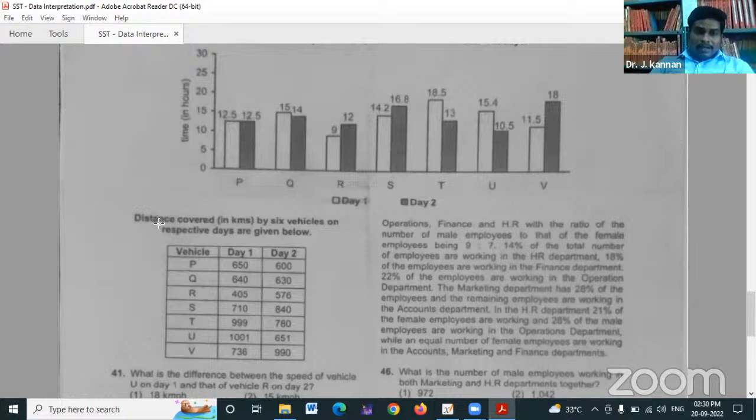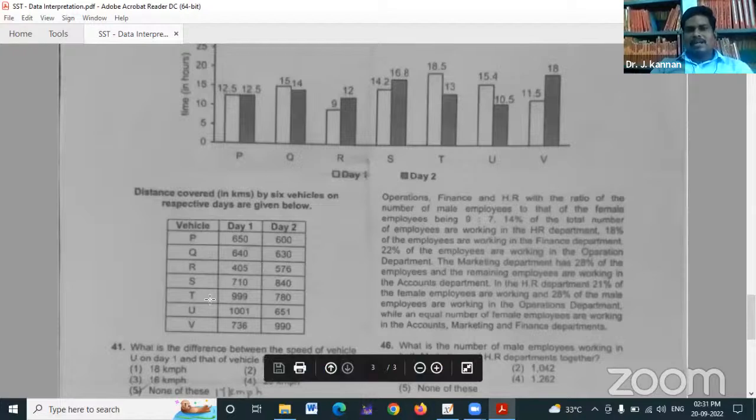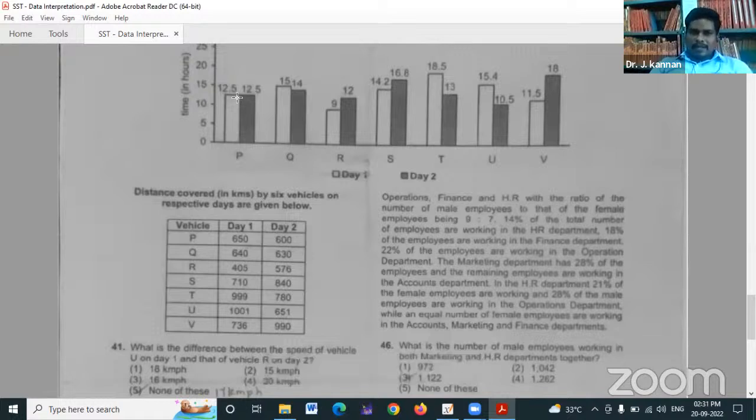Now the distance covered by the seven vehicles on the two days is also given. Vehicle P covered 650 kilometers on day 1 and 600 kilometers on day 2, vehicle Q covered 640 and 630 kilometers, and vehicle R covered 405 and 576 kilometers, and so on. So the distance covered and also the time taken on day 1 and day 2 are given in the bar graph.